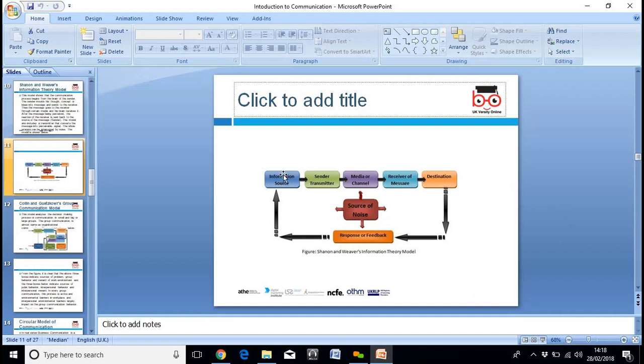So again, you've got the information source, the sender, the transmitter, the media or type of media you're using, the receiver of the message, which will be the destination, and then the response or feedback or answer comes back to the information source. So it's really just a circular model, if you like. But there can be, at all stages within this situation, a source of noise or background that disturbs the message.